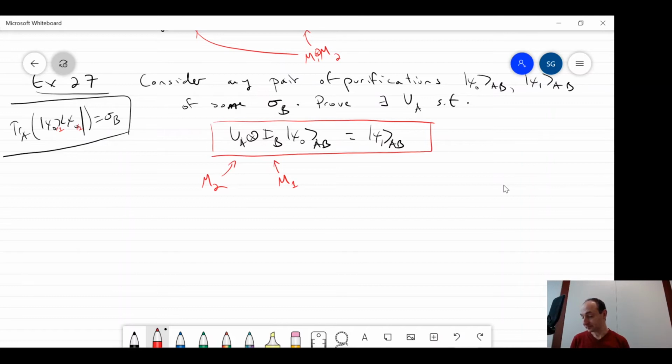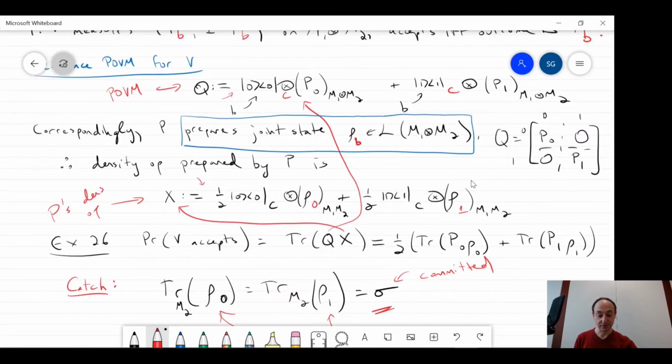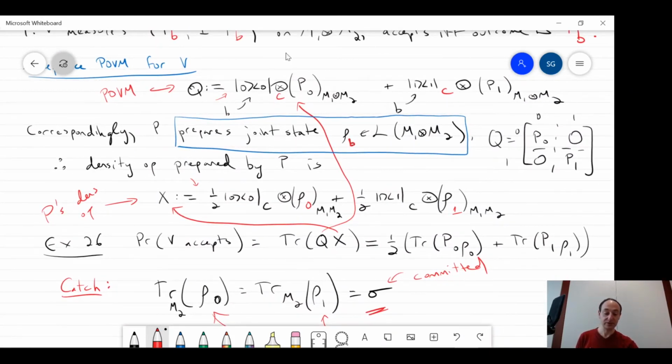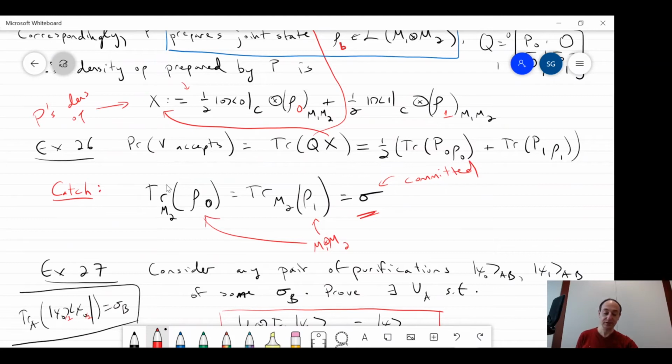Okay. So these are the basic definitions we need. Let me remind you, because I'm going to write all this down again. Q is just the joint POVM that the verifier measures. X is going to be the density operator that represents what the prover prepares. And we have this constraint here that regardless of which joint state the prover sends, if you throw out the second message register, you should always get back your commitment on the first message register.